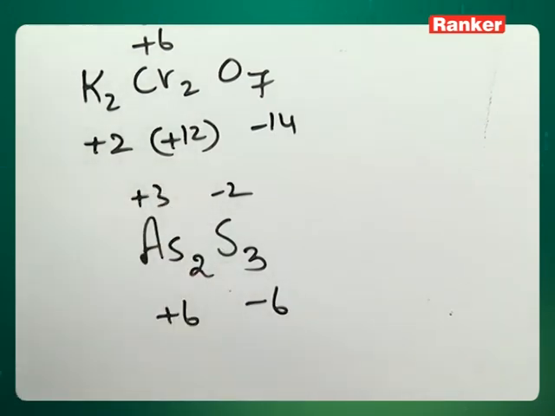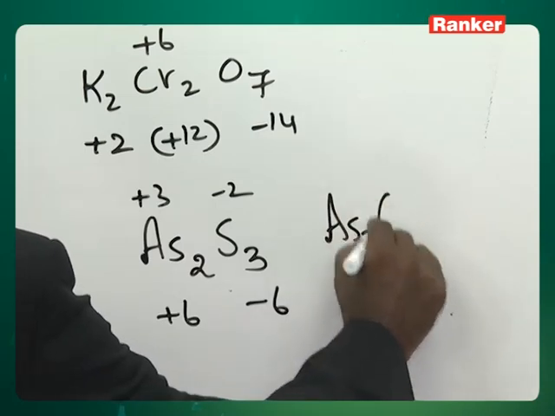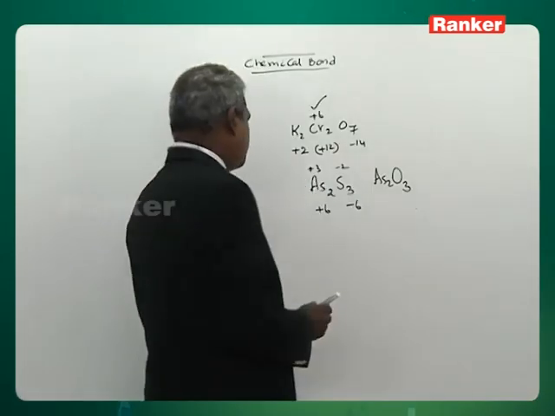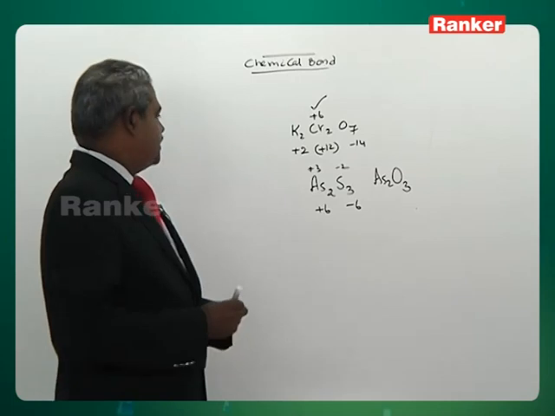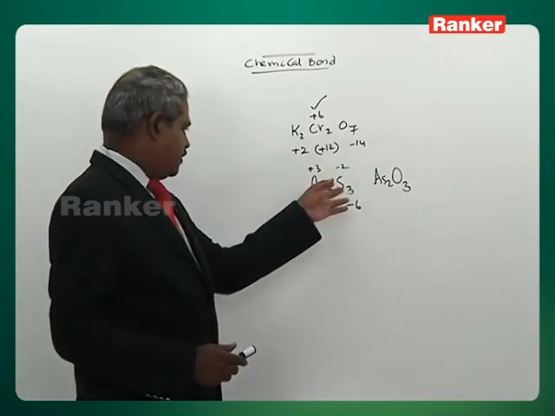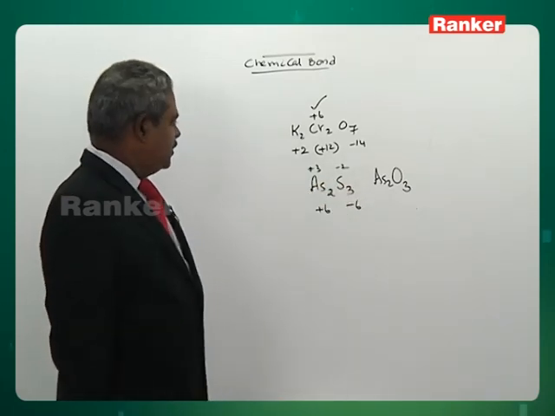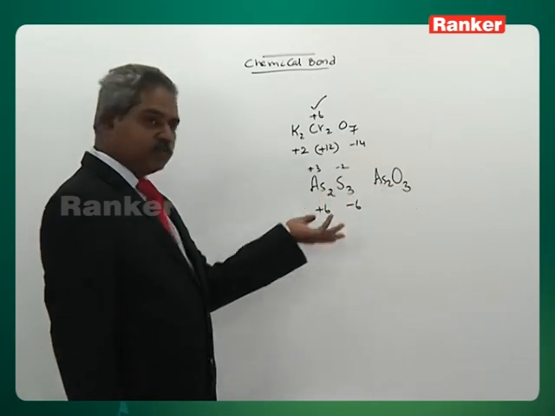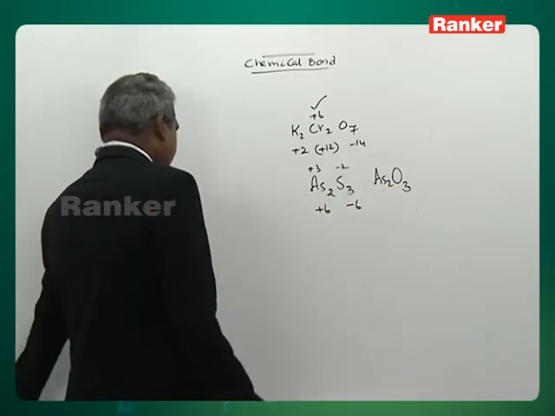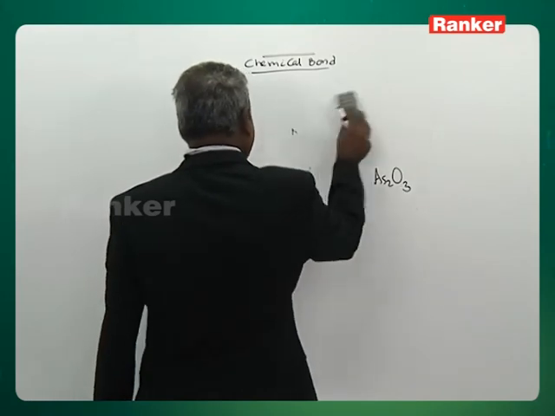Arsenic plus 3. It is like arsenic oxide, similar to As2O3. So, whenever there is a question on As2S3 sulfide, you just think about As2O3. You see oxygen and sulfur because they belong to the same group. So, since oxygen is minus 2, sulfur is also generally minus 2. Very rarely it is minus 1, in a compound called persulfide.